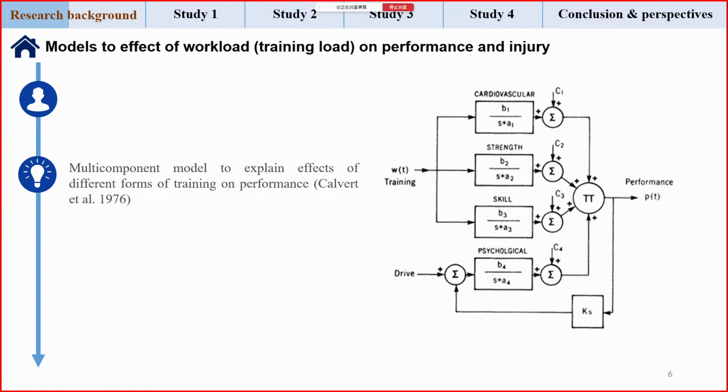This figure shows the multi-component model by Coward. The model consists of 4 key training aspects. They are cardiovascular, strength, skill, and psychological. Each system influences performance through both immediate state and long-term adaptation. The driving factor K5 dynamically integrates the contributions of these systems, adjusting their weights to specific sports demands to optimize overall performance.